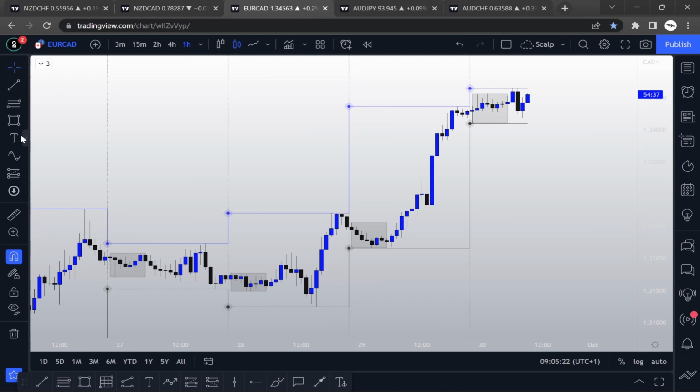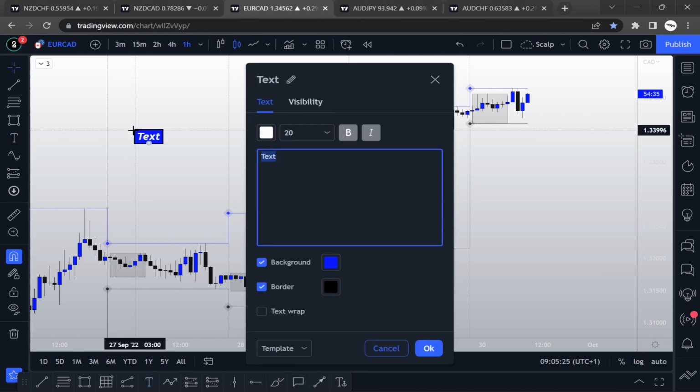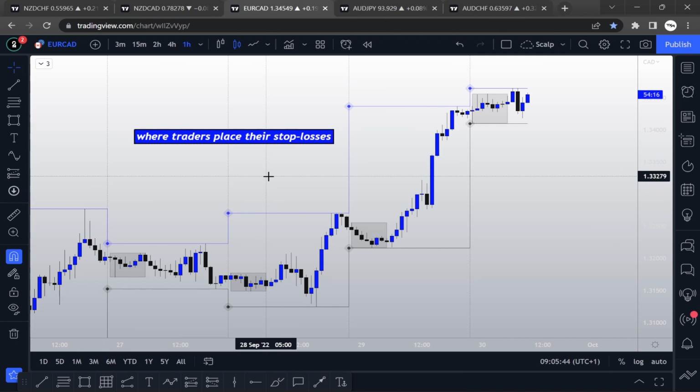So liquidity pools are areas in the market where traders and small institutions place their stop losses. That's essentially what an area of liquidity pools is. Liquidity pools are areas in the market where traders place their stop losses. So think of it like that.